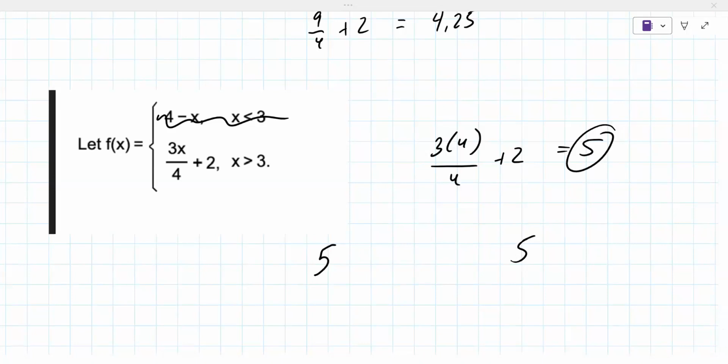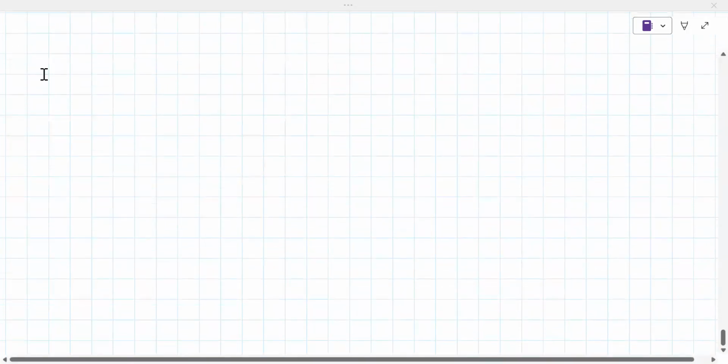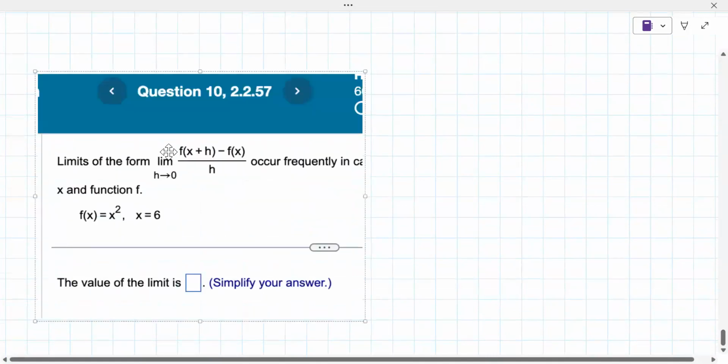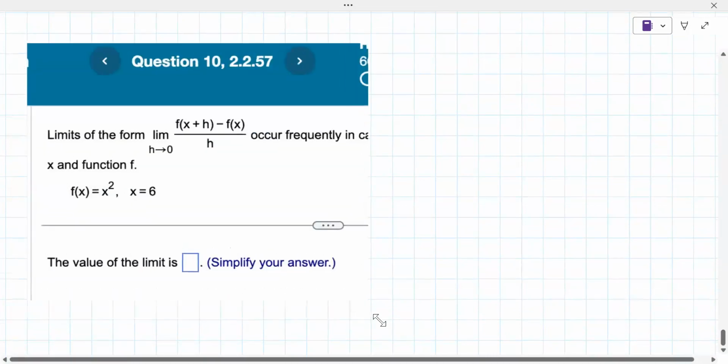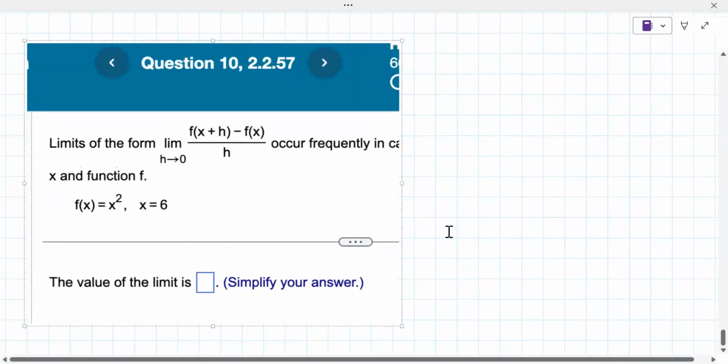Okay. The next question I hear is this, question 10. Yeah, I think I was just getting mixed up with the numbers, and I just wanted to make sure that it was this one right here.